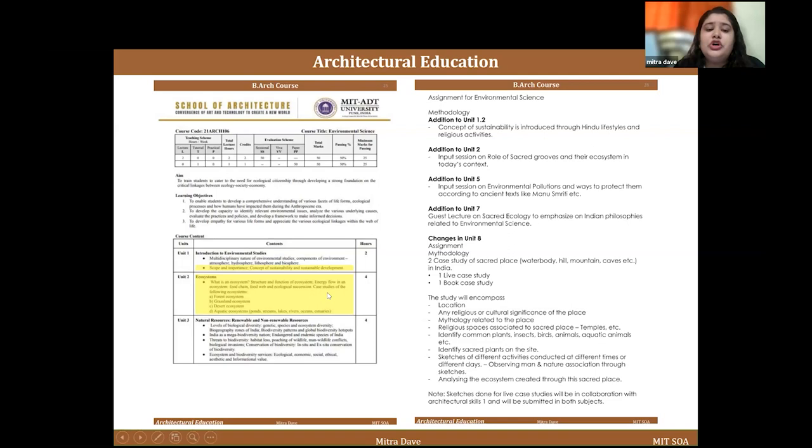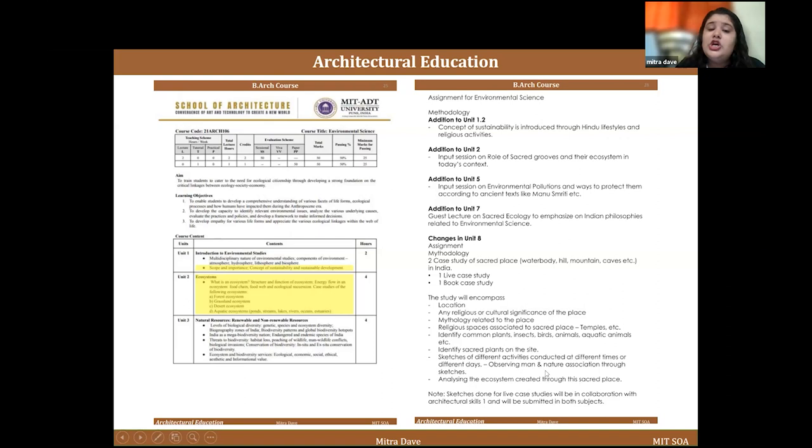And lastly, the one big assignment that I had created was to do a live case study and a book case study of some sacred place, which can be a water body or a hill or a mountain or a cave, anything, where they study the location, religious and cultural significance of the place, mythology related to it, religious space associated to sacred spaces, like is there a temple or any other built structure over there, identifying the sacred plants and trees and animals, and doing live sketches over there and analyzing the ecosystem created through this sacred space.